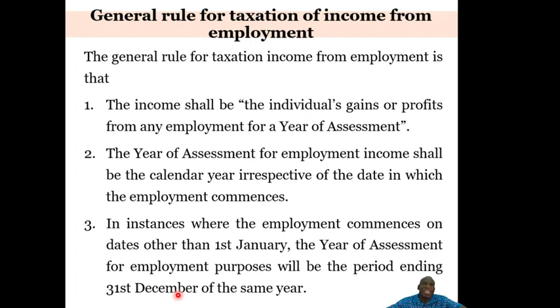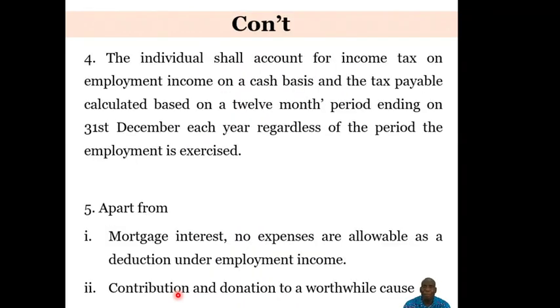And the basis period will be from the time the person was employed, 1st August 2019, to 31st December 2019. If the person has worked for the whole year, it will be January to December. So in employment contracts, your year of assessment should be the government fiscal year, the calendar year, 2019, 2018, 2016, and your basis period should always end on 31st December of that year. These are general rules which can help you in doing your computation. In instances where the employment commences on days other than January, the year of assessment for many purposes will be the period ending December of that year.